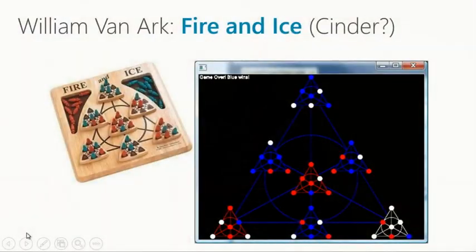And I think William Van Ark. Do we have William here? I'm very curious about this because I had not heard about Fire and Ice, and I'm going to get you to describe it to us while I switch to a video that you had given me.